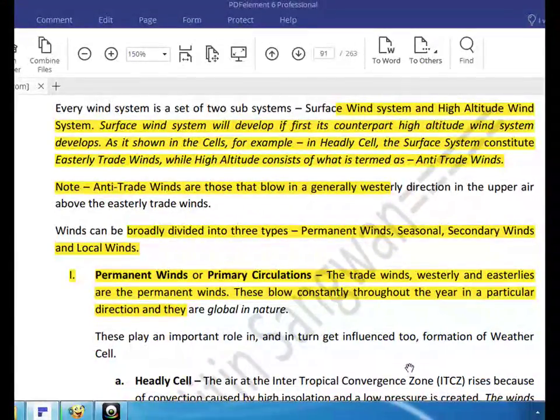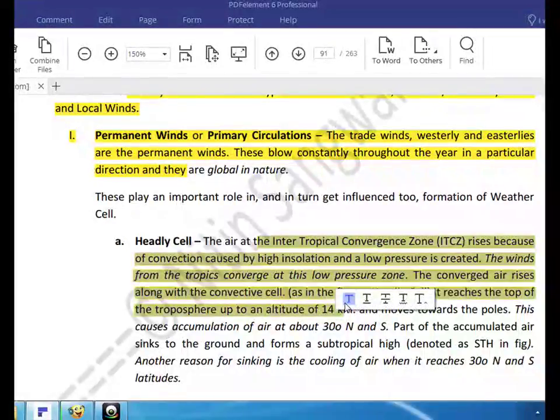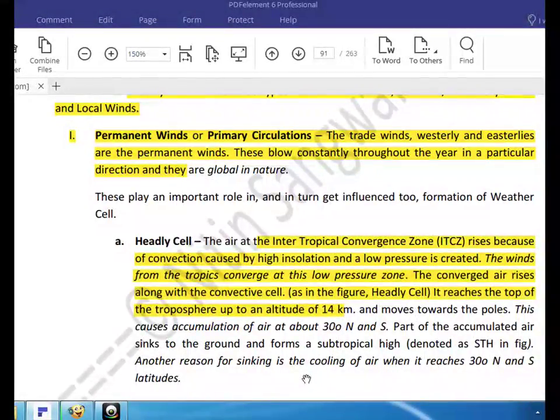Permanent winds or primary circulations. The trade winds, westerlies and easterlies are the permanent winds. These blow constantly throughout the year in a particular direction, and they are global in nature. These play an important role in, and in turn get influenced by, the formation of weather cells.